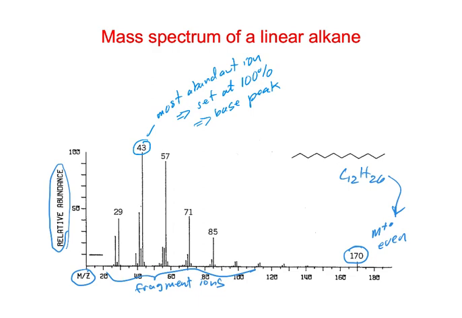All right, notice that they are all odd. Okay, what else do you notice about all those ions? They're all separated by 14 mass units. Does that mean that it goes from 170 to 85, then to 71, then to 57, then 43, and then 29? No. What it likely means is that this molecule is just going to be fragmenting at different places.